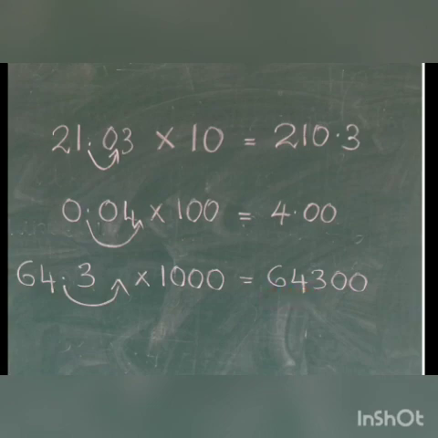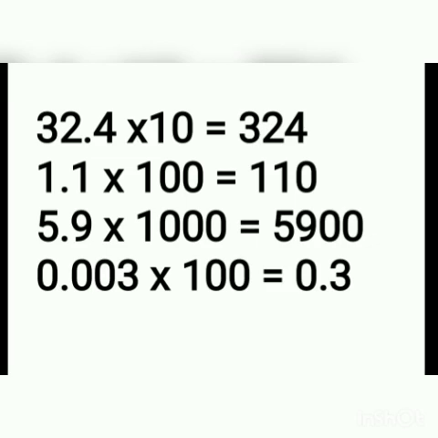So in this way, when we are multiplying with 10, 100 and 1000, keep in mind, when it is multiplication, the point shifts to the right. Some more examples. 32.4 into 10. In 10 we have one 0. So the point shifts to here. So the answer is 324. 1.1 into 100. 100 has 2 zeros. Here we have only one position, so I added one 0. So what is the answer? 110.